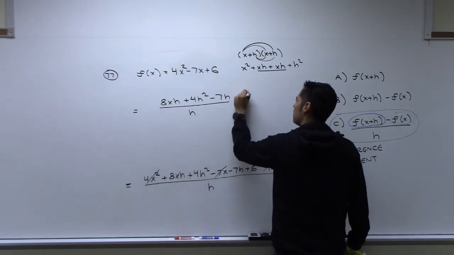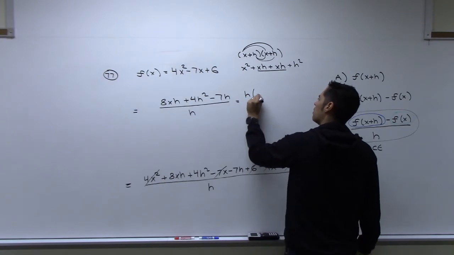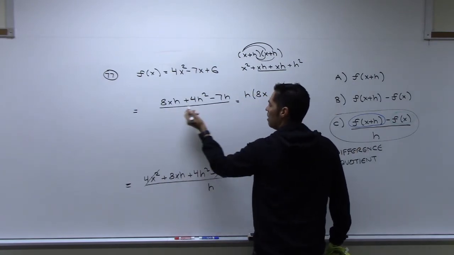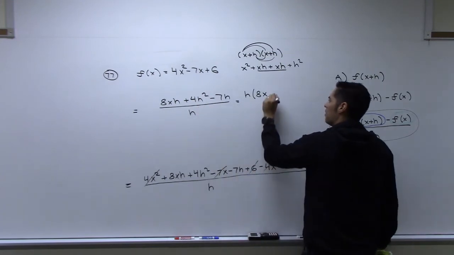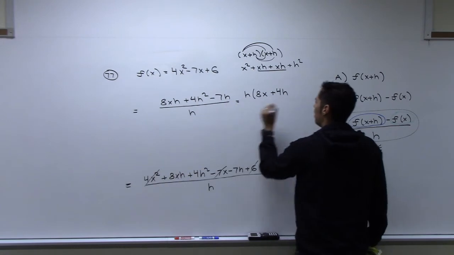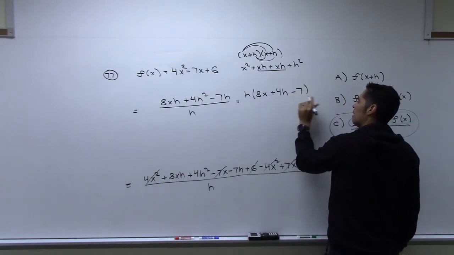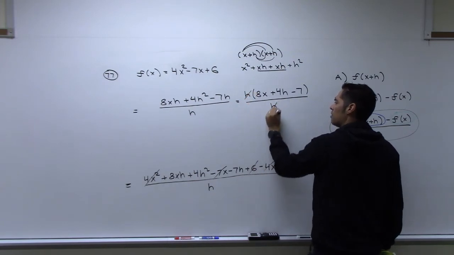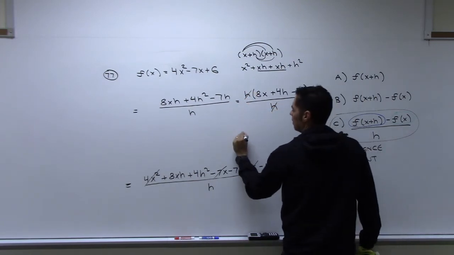So what I'm going to do is factor an h out. If I pull an h out of this one, I'm just going to be left with 8x. If I pull an h out of this one, I'm going to have 4h, so I'll still have a single h there. If I pull an h out of here, I'm going to have just minus 7. And then that's all over h, and these h's cancel. And that's what we want to happen.